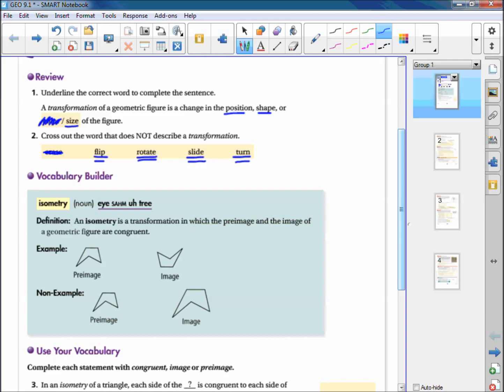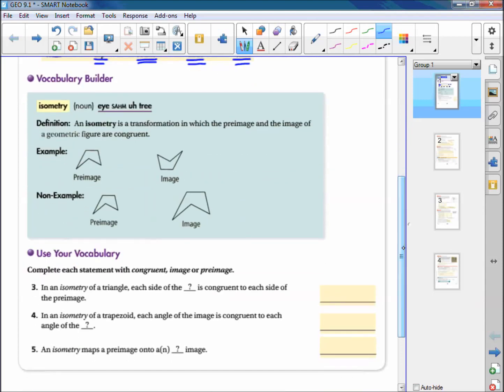All right, so we have isometry. An isometry is a transformation in which the pre-image and the image of a geometric figure are congruent. That means all the corresponding sides are still going to be the same length and all the corresponding angles are still going to be the same measure. All we're going to do is slide it or turn it or rotate it, so flip it, those things.